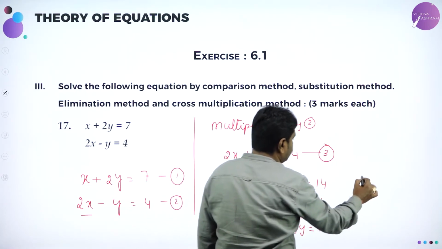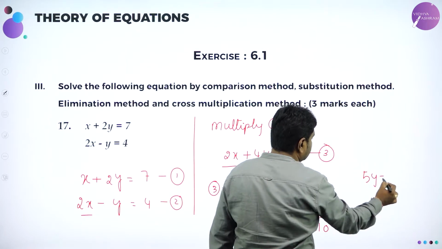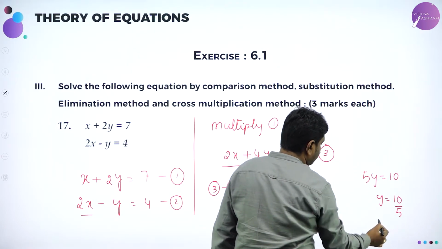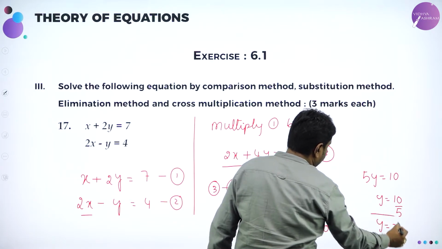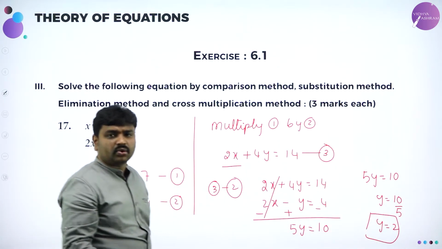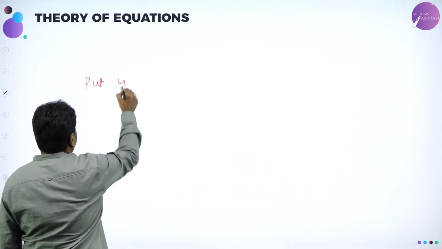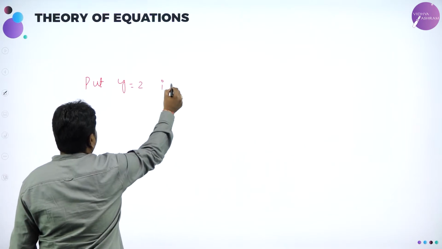Now we got 5y is exactly 10, and we need y. y is what? 10 by 5. What is 10 by 5? y is equal to 2. You got the value of y. So substitute y is equal to 2 in any one equation. So now put the y value, 2, in equation 1.